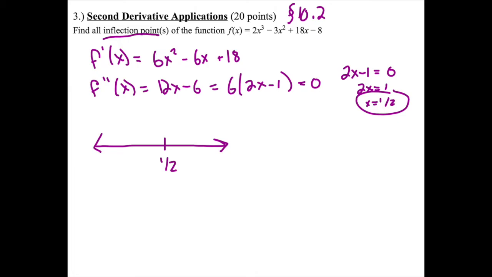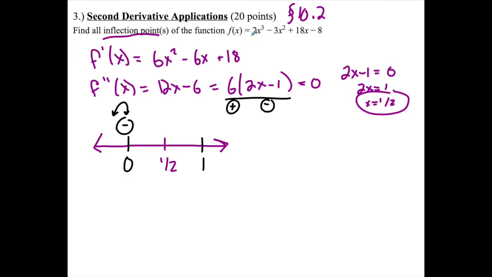And that's an important step of any inflection point based problem. So I'm going to choose 0 and plug it in, and I'm going to choose 1 and plug it in. It's very similar to what I did in problem 2. Okay, and we're plugging into the second derivative. So when I do 2 times 0, so this is always positive, right? So this will determine the sign. So 2 times 0 is 0. 0 minus 1 is negative 1. So that's negative. So we're concave down.